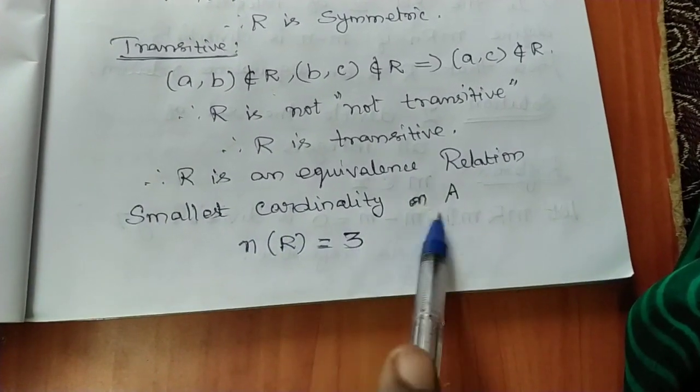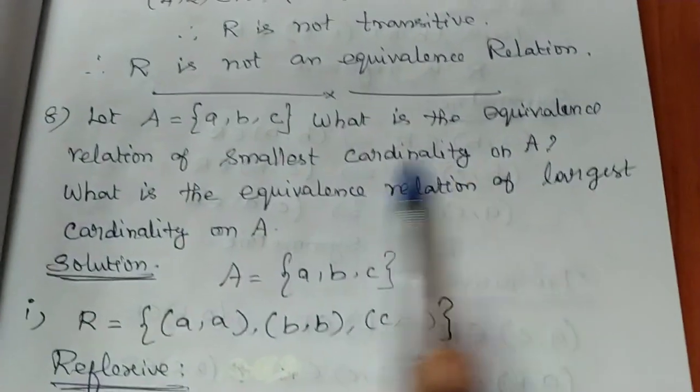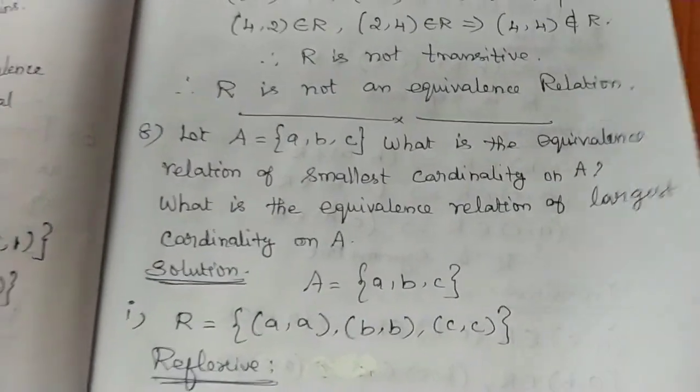The smallest cardinality of A: n of R equals only 3 pairs. Okay, so n of R equals 3. That is the smallest cardinality. Okay, next we want to find the largest cardinality of A.